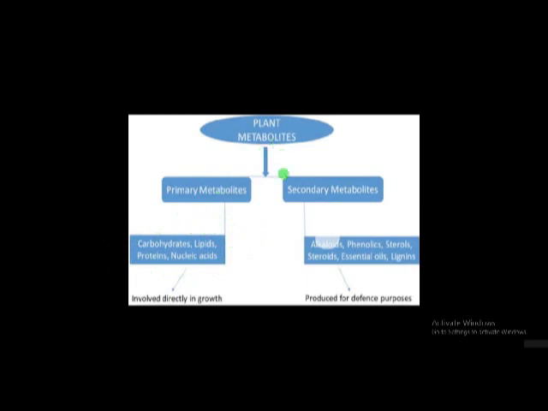And next one is secondary metabolites. These are not involved in the growth and development of the plant, but they are essential for defense purposes, for protection purposes. Examples for secondary metabolites are alkaloids, tannins, resins, gums, latex, etc. So plants produce mainly two types of substances, primary and secondary metabolites. This is also asked as a 2 marks question.